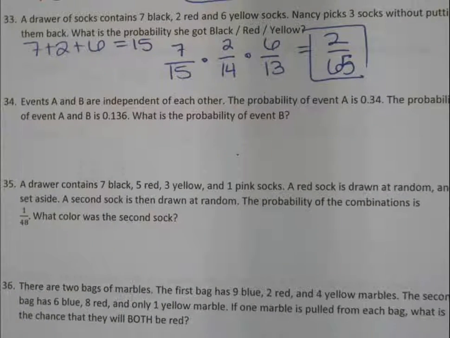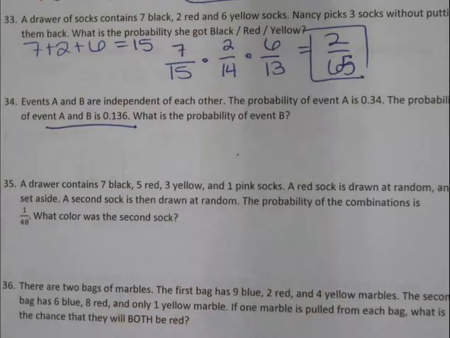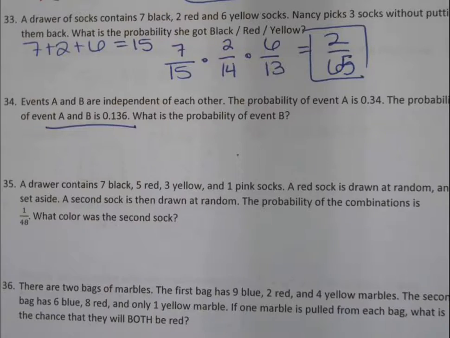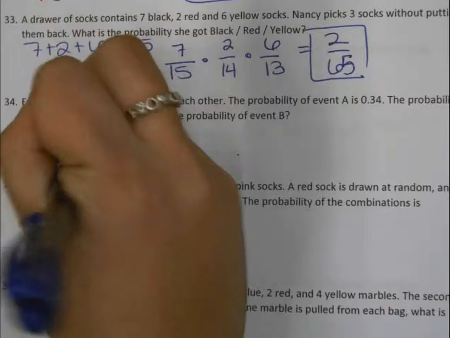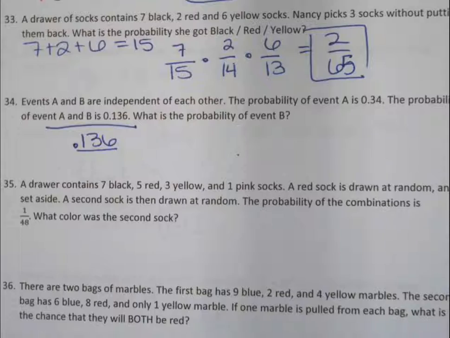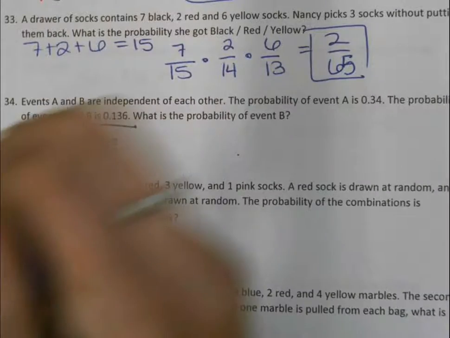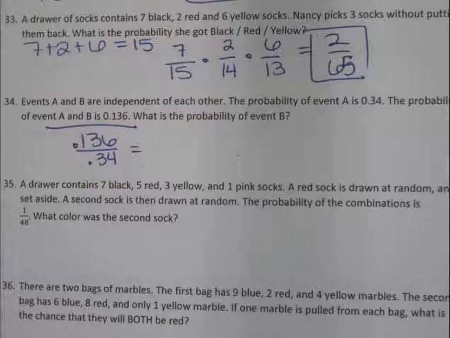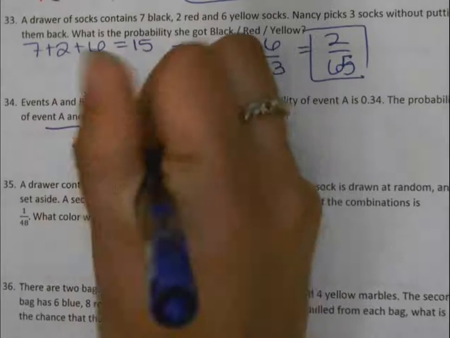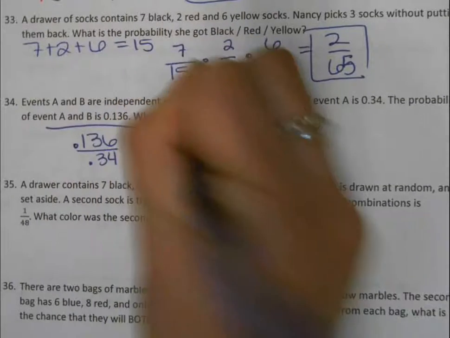Okay, number 34 is talking about independent events. This time I'm working backwards. It tells me the total amount and then it wants me to find the probability of B. So what I'm going to do is start off with the total, which is 1.36, and I'm going to divide by 0.34. Anyways, it's 0.4. Questions on 34?